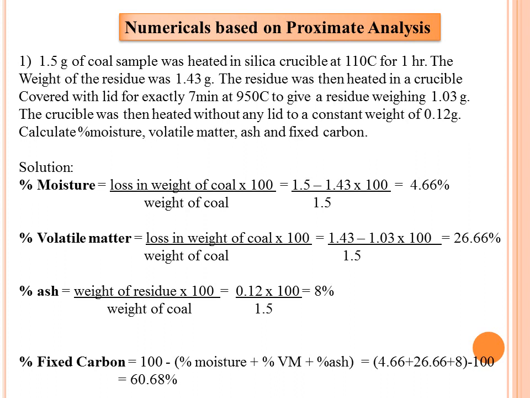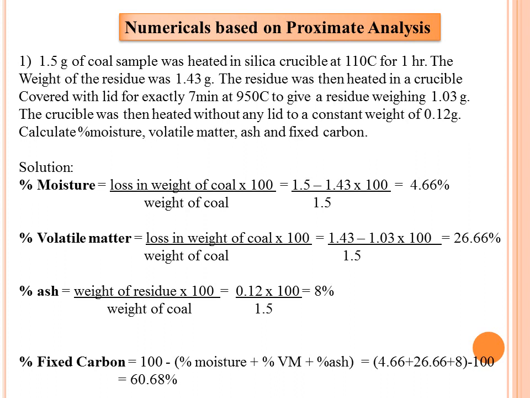First of all, I will just read the numerical. 1.5 gram of coal sample was heated in a silica crucible at 110 degrees centigrade for 1 hour. The weight of the residue was 1.43 gram. Up to this, our first experiment is there, that is percentage of moisture, because it is heated for 1 hour at a temperature of 110. From here we will first calculate the percentage of moisture, then we will see the next part.